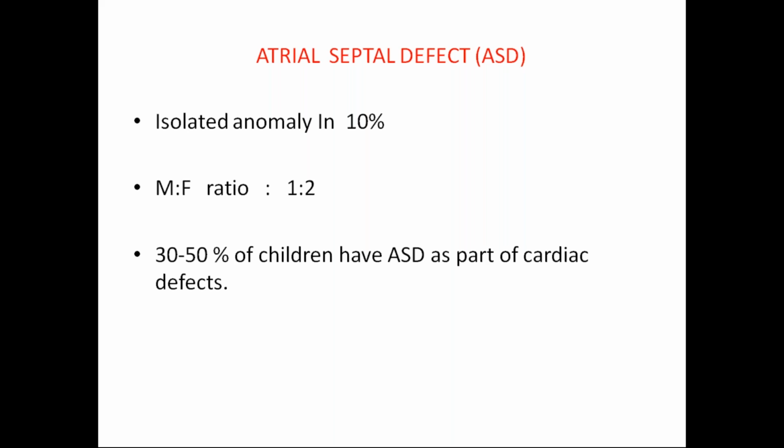Now coming to the ASD per se, as an isolated anomaly it is around 10% of incidence, and male to female is 1:2. Females are more, like most of the diseases. And around 50% of children have ASD as a part of a cardiac defect, like other AV malformations and other endocardial cushion disorders. So whenever there is a cardiac defect, ASD can be there in 30 to 50% of the cases. Isolated, I mean ASD alone, is around 10% of incidence.